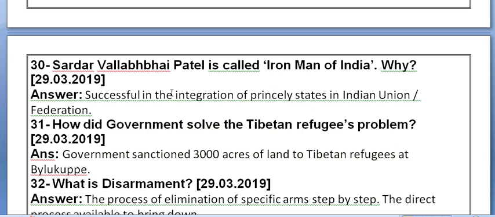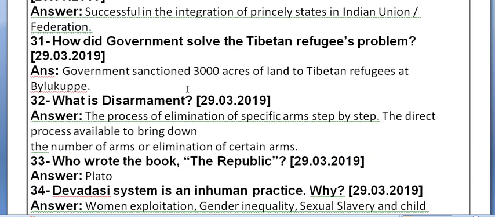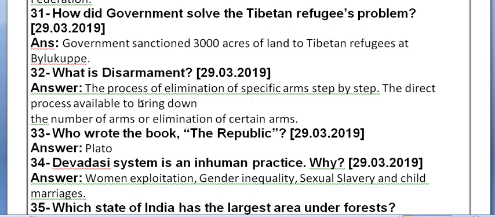Sardar Vallabhbhai Patel is called the Iron Man of India. Why? Because of his success in the integration of princely states in the Indian Union or federation. How did the government solve the Tibetan refugees problem? Government sanctioned 3,000 acres of land to Tibetan refugees at Bailukuppe. What is disarmament? The process of elimination of specific arms step by step.